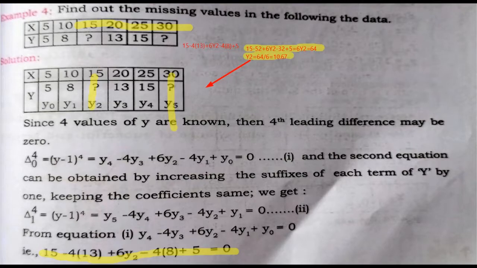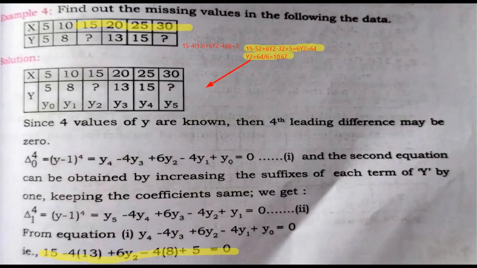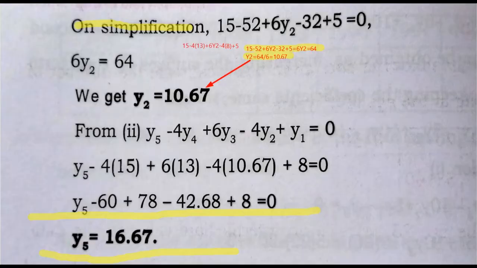Next we have to identify the y5 value. I will tell you how to find out. We will get the y5 value from equation 2. Here is the equation. If I increase the suffixes by 1 for equation 1, then I will get equation 2. And if I put the values in equation 2, I will get the values.